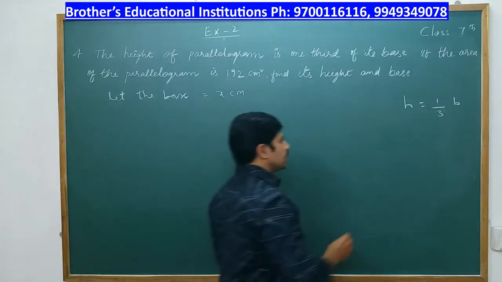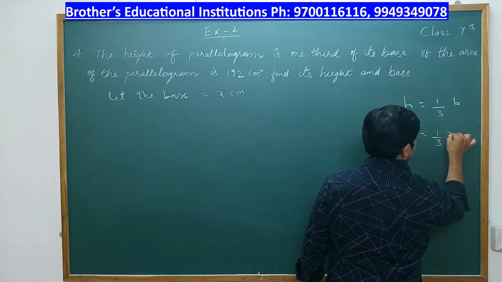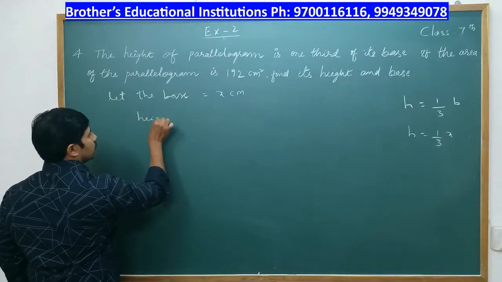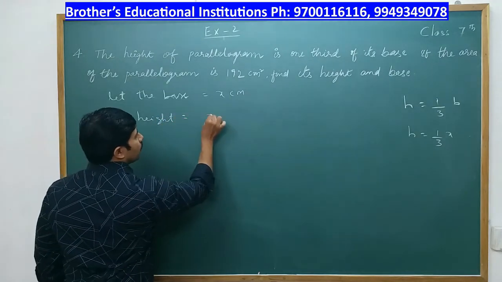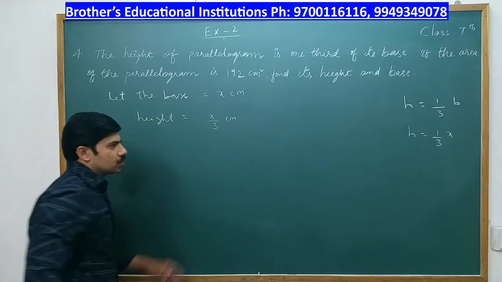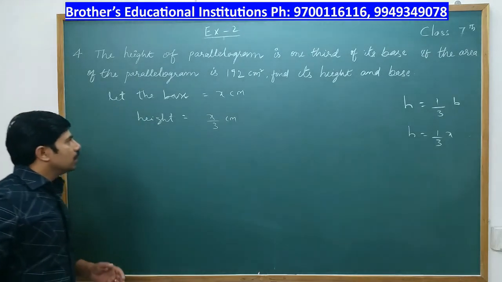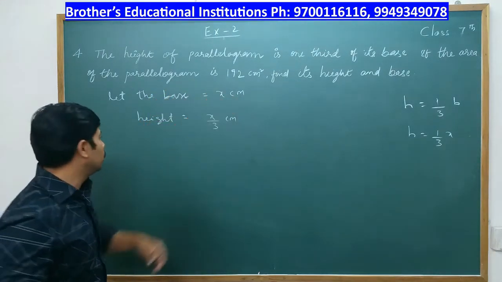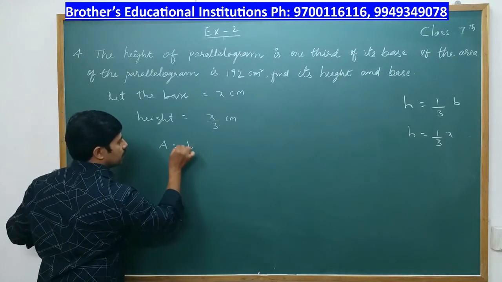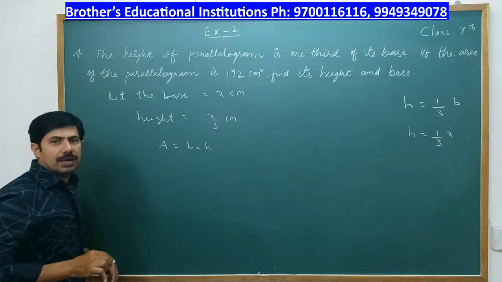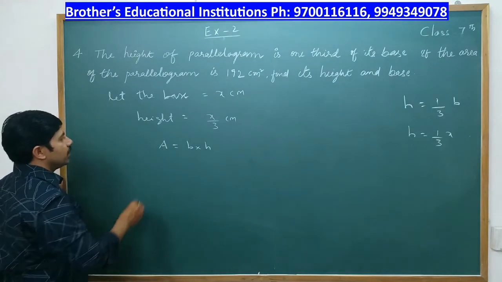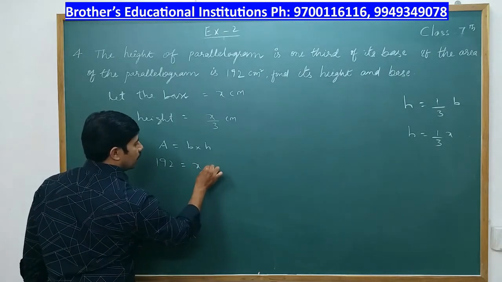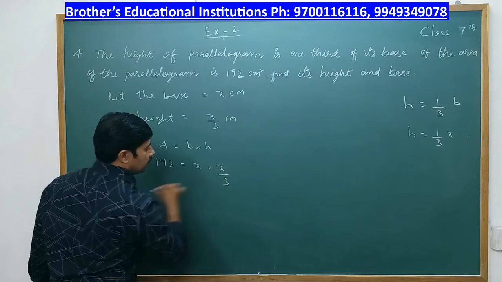See, if the base is x centimeters, what is the height? It is 1/3x. So the height, you can write it as x/3 centimeters, because 1 into x is x. Now we have base and height, and in the problem they have given the area of the parallelogram as 192. So what is area? It is base into height. So area is given as 192 is equal to base x and height x/3, right?